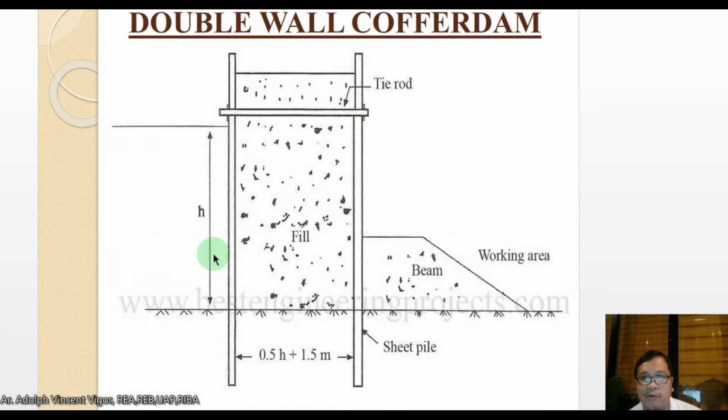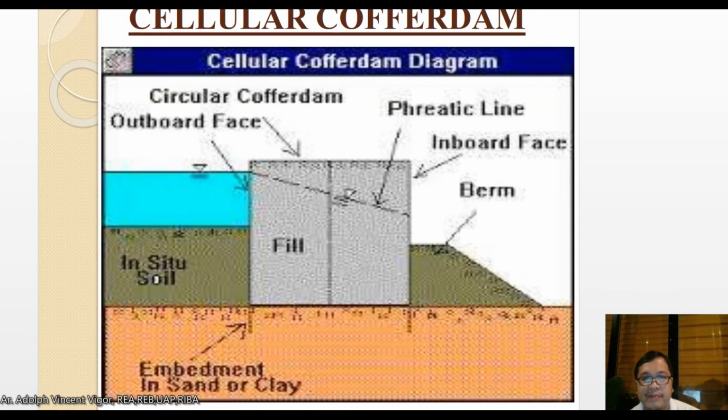Then you also have the double wall cofferdam. Here you can see the tie rod. This is the fill. This is the beam. This is where the working area will be. This is the sheet pile. Then this is an example of a cellular cofferdam. The cellular cofferdam has the outboard face, the phreatic line, the inboard face, the berm, the fill, and then the in situ soil, and this is the water.